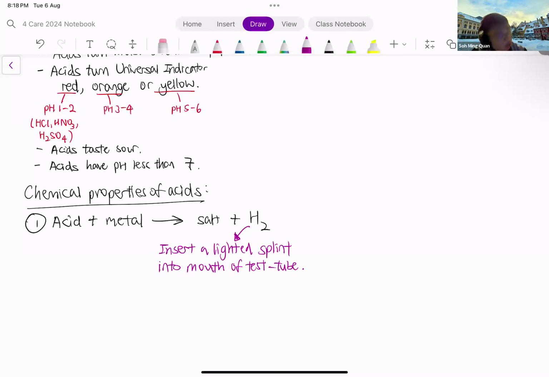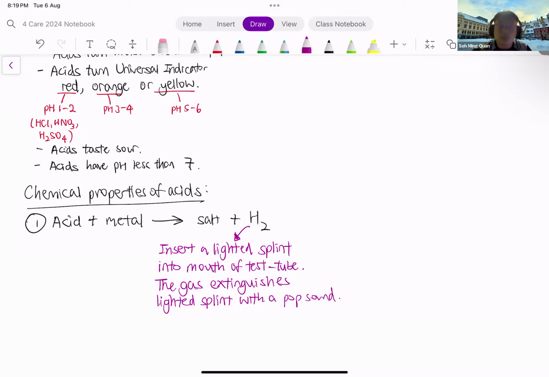Okay, so we insert a lighted splint into the mouth of the test tube. The gas extinguishes the lighted splint with a pop sound. Okay, so it's important to know the gas test. So for the Sec 4 and 5 students, I'm sure you know by now, you absolutely have to know the gas test because this is also related to QA. It's related to your practical, it's related to theory, so please learn it. So for the Sec 3s in this group, okay, take it as a second chance for you to learn the gas test thoroughly before you move on to Sec 4.